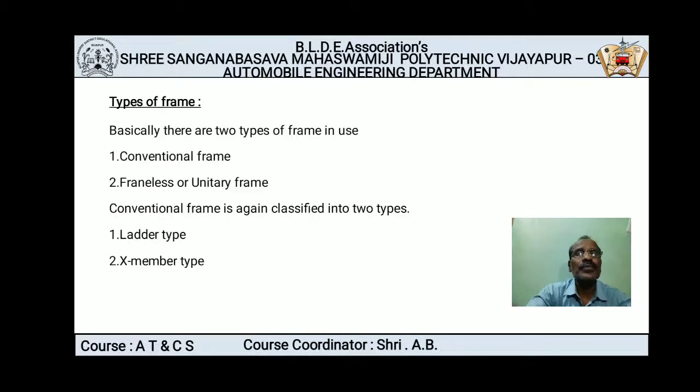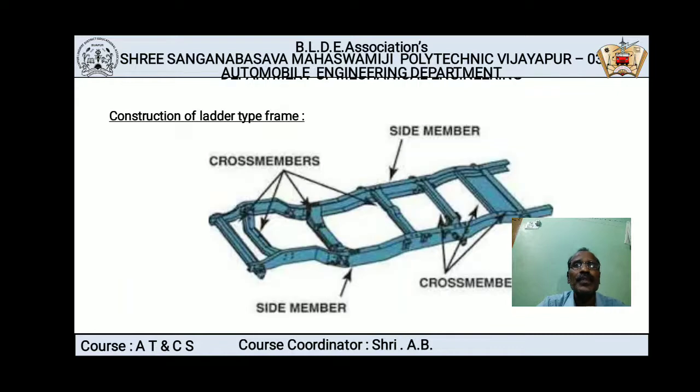Next, we go on to the types of frames. Basically, there are 2 types of frames in use. One is conventional frame, another one is frameless or unitary frame. A conventional frame is again classified into 2 types. One is ladder, another one is X member. This is the figure of the construction of ladder type frame. Here we can see that there are 2 members, one is side members, another one is the cross members.